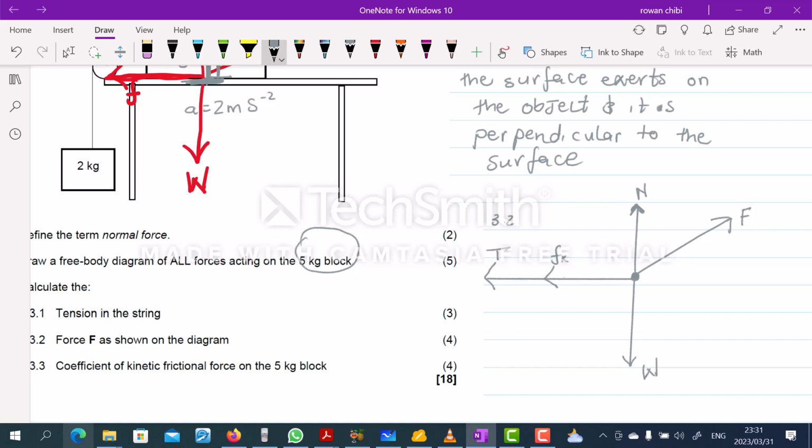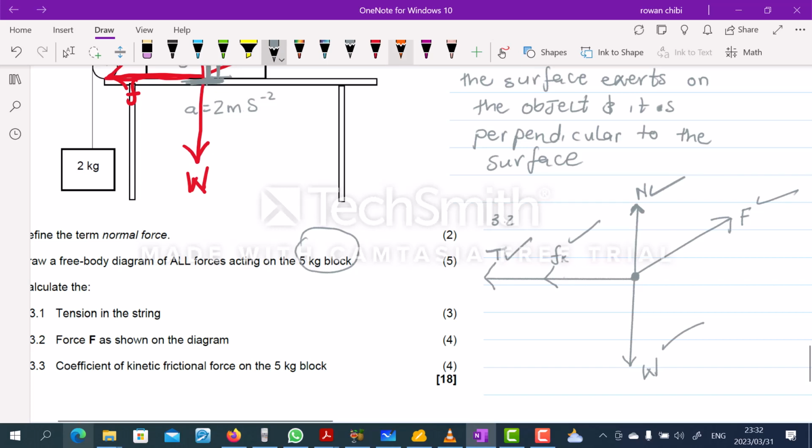Now you must be careful when you draw the free body diagram. If you do something like this and then say that's a tension, they will penalize you. Or if you say this one is the frictional force, with a capital letter, they will penalize you. So you must be careful that you don't make these silly mistakes. This is how you get your 5 marks for all your forces. So that's 1, 2, 3, 4, 5.